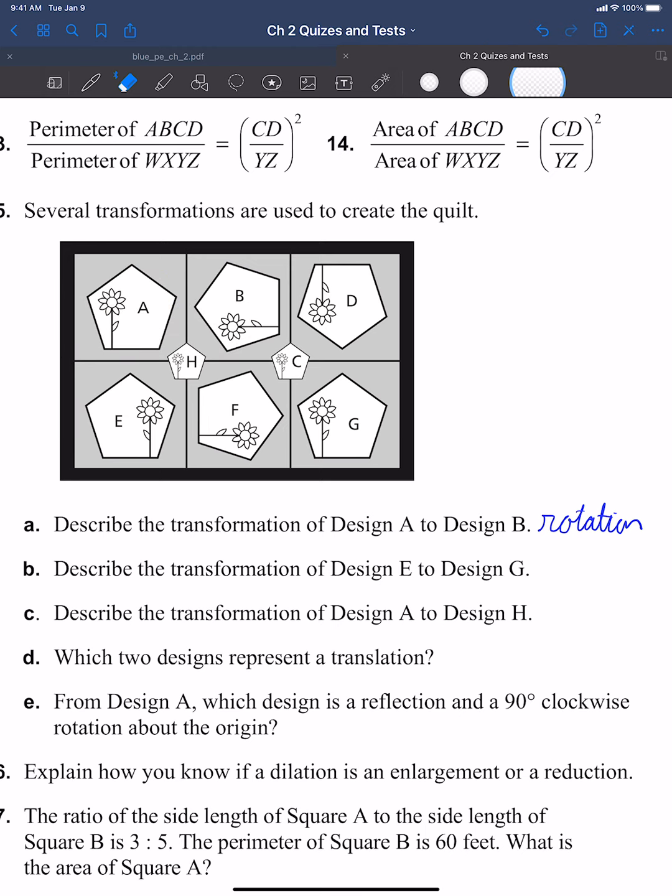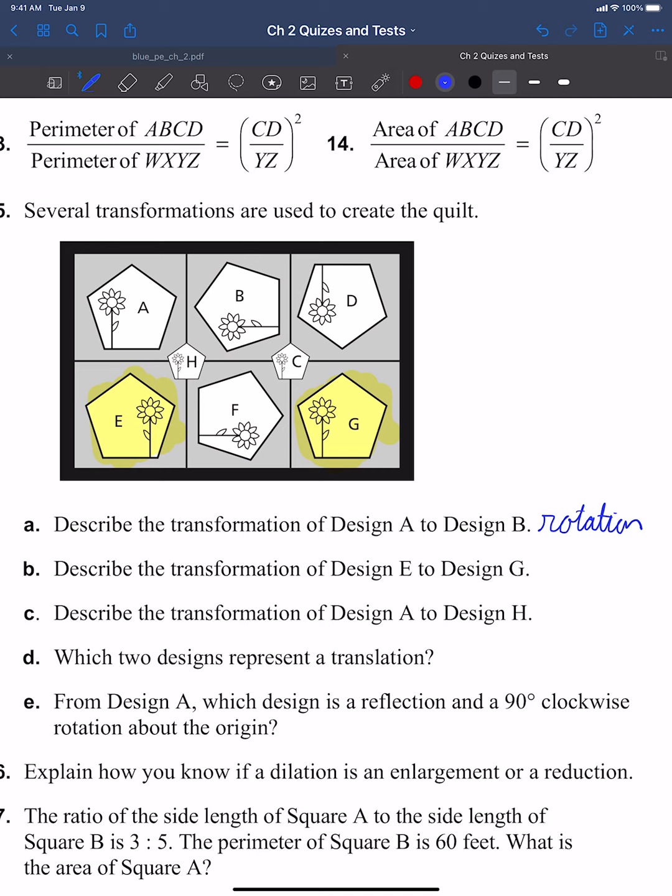Describe the transformation from E to G. That's F. Oh, that's just a... E to G. What is it? Rotation. No. Wait, no. That's a... Brindley, what do you think? Trinity, what do you think? Translation. No, because if it was a translation, it would look like that over here. The flower's on the opposite side. It's a reflection. Yeah, what she said.